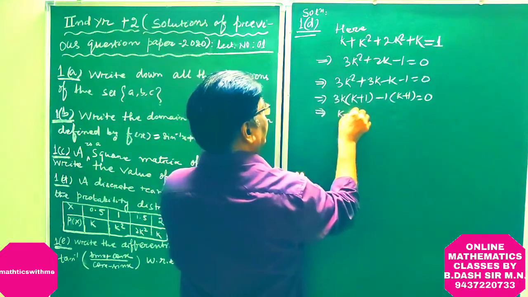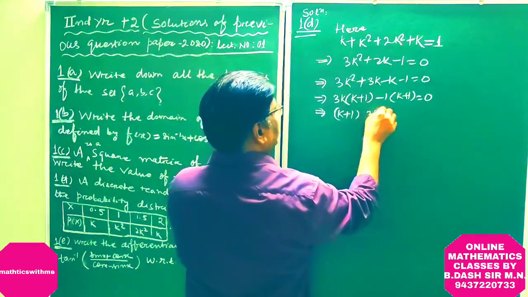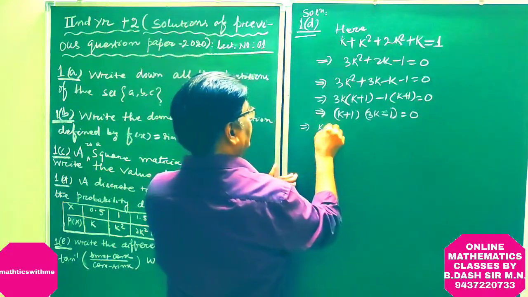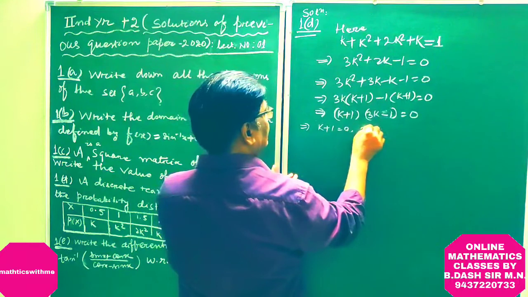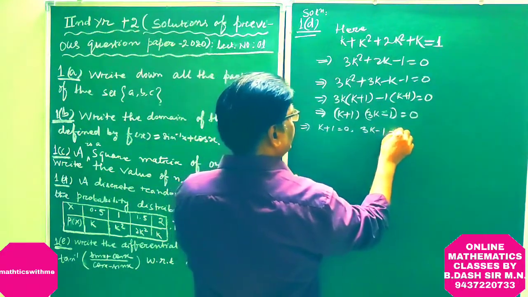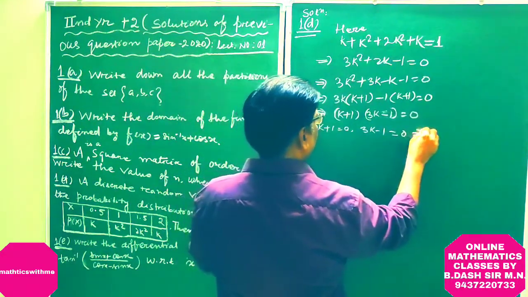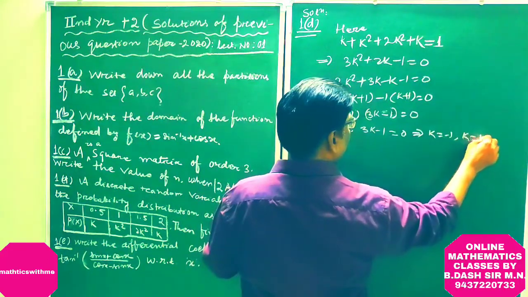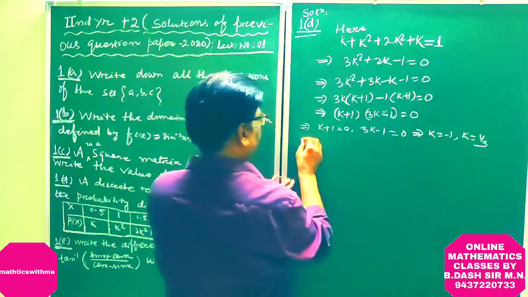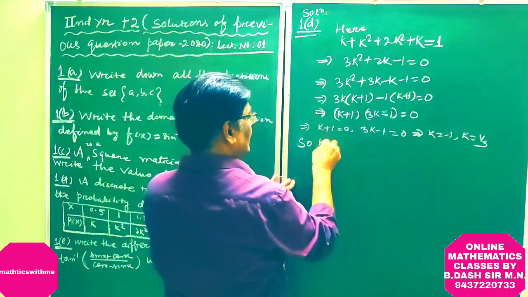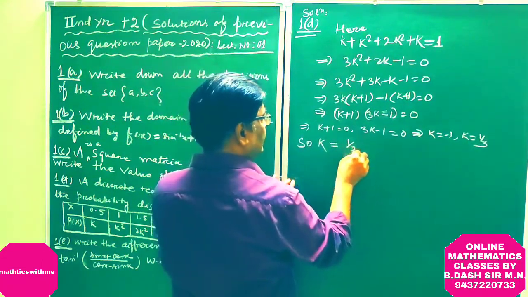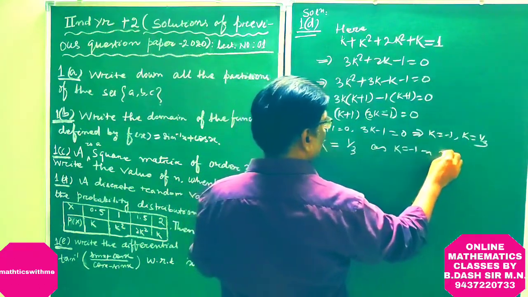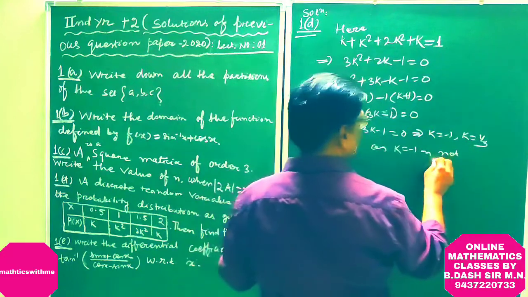This implies k plus 1, 3k minus 1 is equal to 0. So this implies k plus 1 is equal to 0 or 3k minus 1 is equal to 0. This implies k is equal to minus 1, k is equal to 1 by 3. So the value of k is equal to 1 by 3, as k is equal to minus 1 is not acceptable.